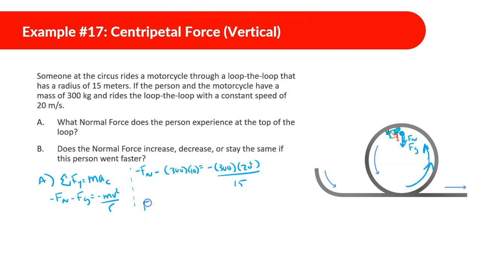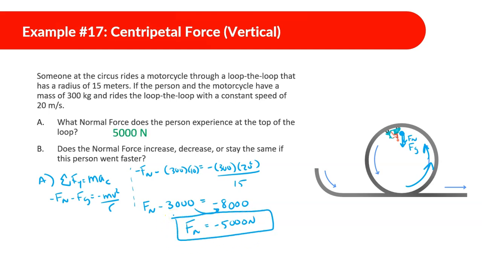Okay, let's simplify it. The normal force is going to be minus 3,000, and it's going to be equal to, putting in my calculator, 20 squared times 300 divided by 15. And that's going to give us 8,000, or negative 8,000. Bring this over to the other side, and it's going to be equal to negative 5,000 newtons. Okay? If you want to put 5,000, it's fine, but yes, it is pointing downward, so it's going to be negative 5,000 newtons.